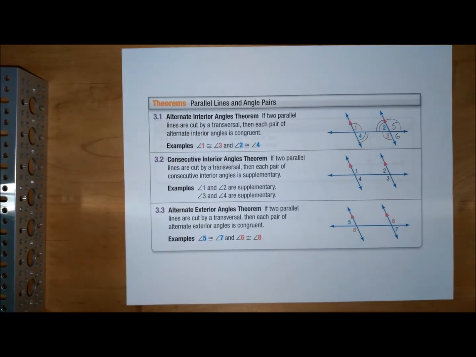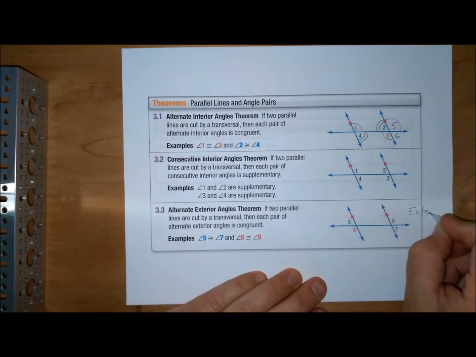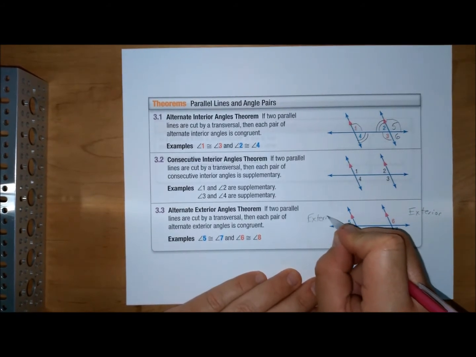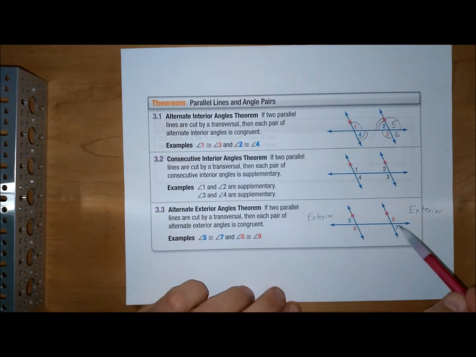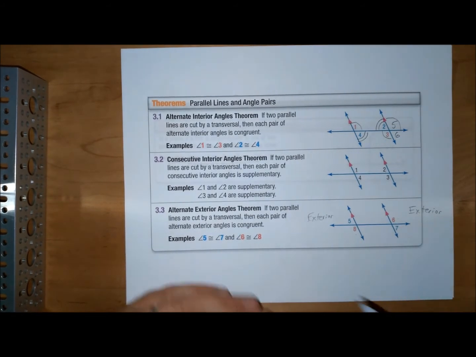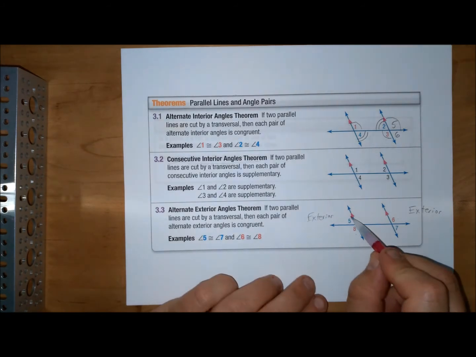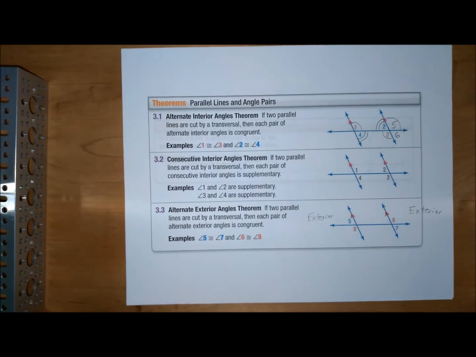are our alternate exterior angles. Remember, our exterior angles are out here on the outside of both lines, okay? And our alternate ones are on alternate sides of the transversal. So 6 and 8 are alternate exterior angles. 5 and 7 are alternate exterior angles. And when the lines that form them are parallel, as they've noted here in the diagram, the alternate exterior angles are going to be congruent, okay?